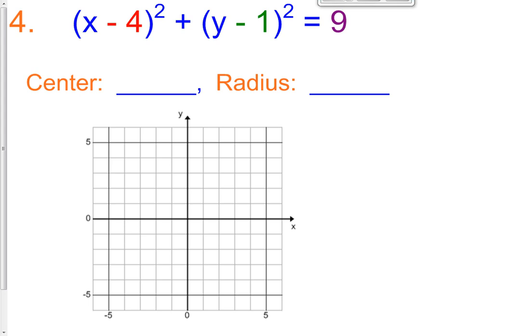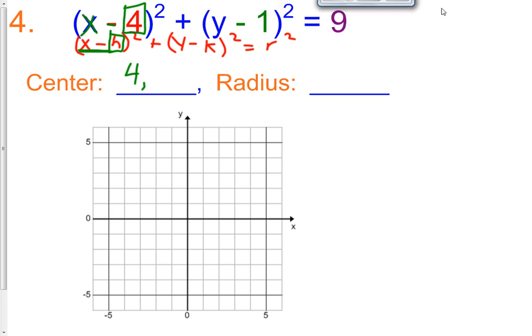So with this one our equation of a circle is x minus h quantity squared plus y minus k quantity squared equals the radius squared. So notice how x minus is part of our equation, h is where the center is. So this 4 is the x coordinate of the center, not the minus 4, it's just the 4 because x minus is part of our equation.